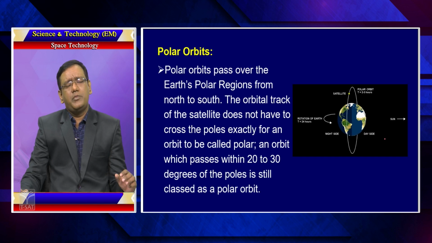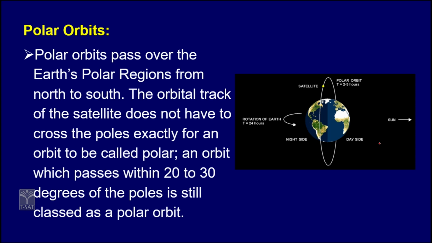So what are polar orbits? Polar orbits are orbits that pass over the Earth's polar regions from the north to south. From the north to south, the satellite revolves around the Earth. The orbital track of the satellite doesn't have to cross the poles exactly for an orbit to be called polar. It may have some sort of an angle also.